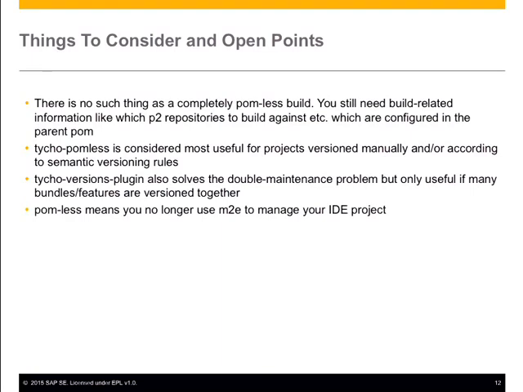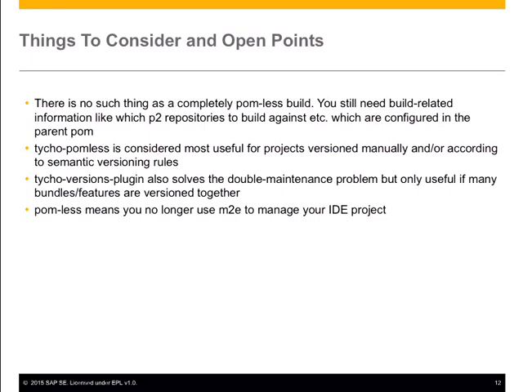And with POM-less, I didn't want to say that there's such a thing as a completely POM-less build. I mean, there needs to be some kind of build level information, like which are the P2 repositories you're building against, and even more. And typically that goes into the parent POM. So you will still have at least one POM XML in your build. But for the bulk of your bundles and features, the POM XMLs are no longer needed, and you don't need the double maintenance.